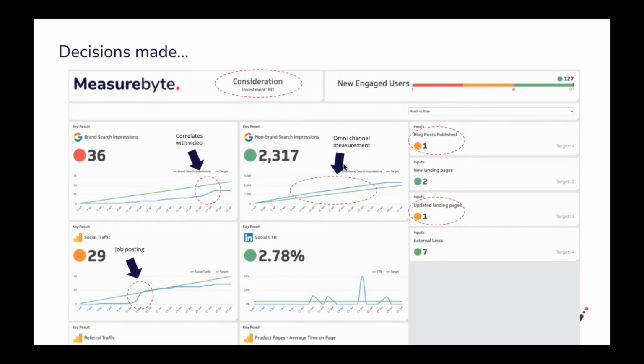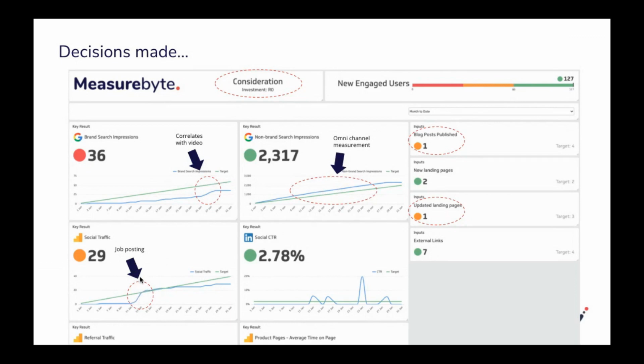And then non-brand, so that is looking at obviously anything but Measurebyte, and the top term there is omni-channel measurement, which is great to see. It's a global audience searching for that and local, but a lot of it's coming from international. And yeah, I'll get to that point a little later. Job post resulted in that.